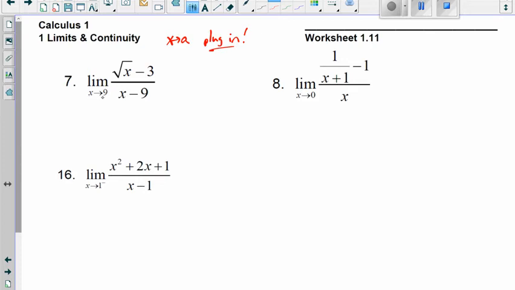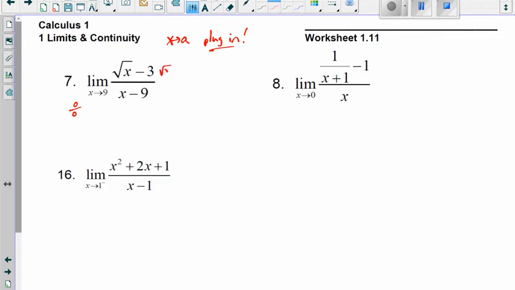Let's see. Plug in 9. Square root of 9 is 3. Minus 3 is 0 over 0. Remember, that means find a way to reduce. I didn't pick the ones that would factor. You can factor on your own. So this one, square roots. When we get the 0 over 0, we change it somehow. We're plugging the number in to get our answer.